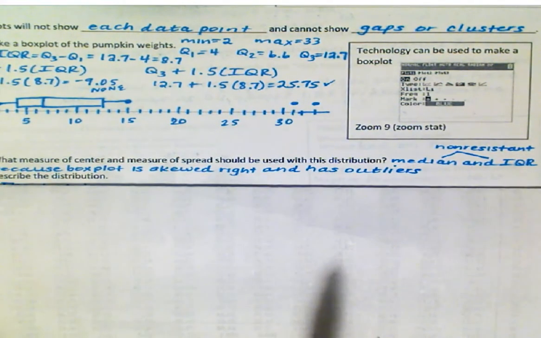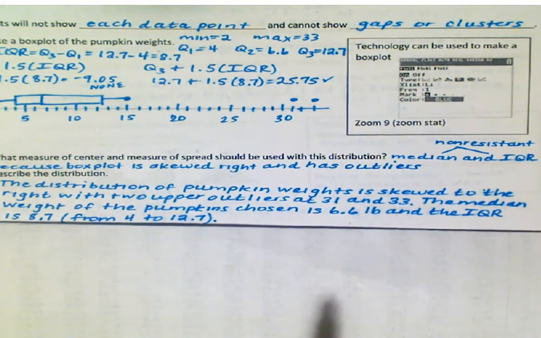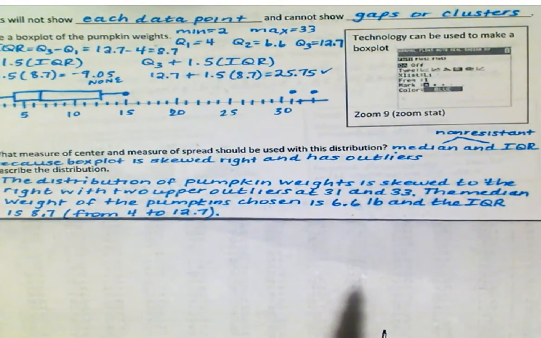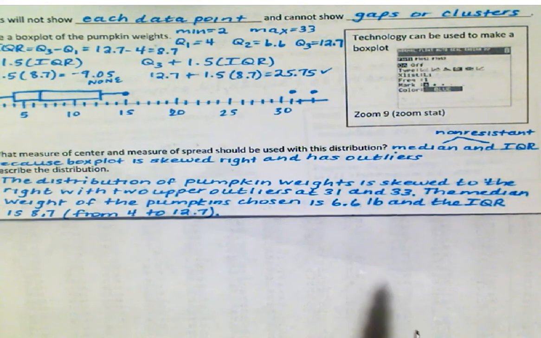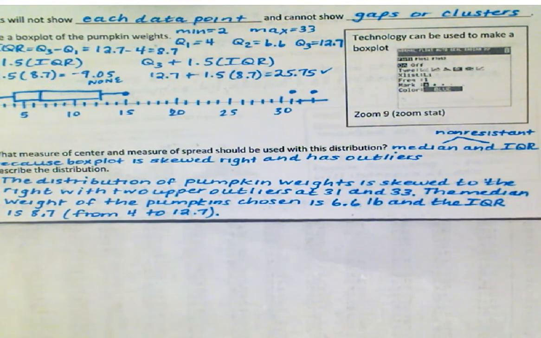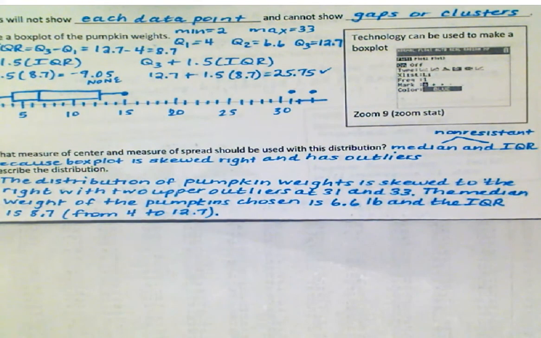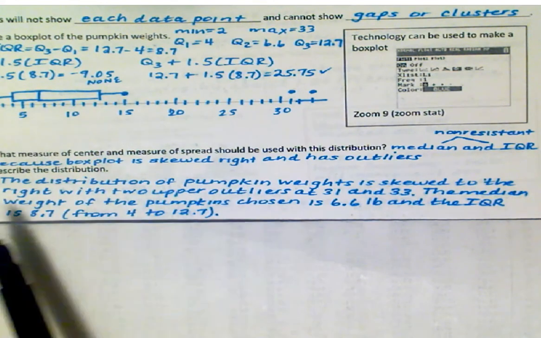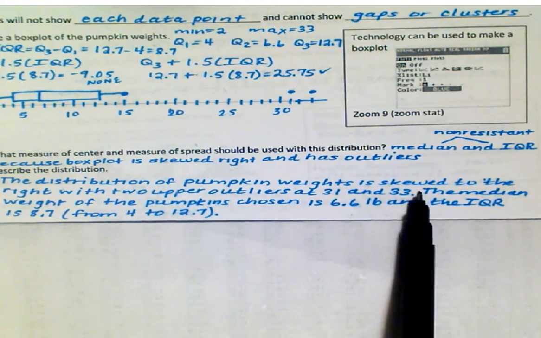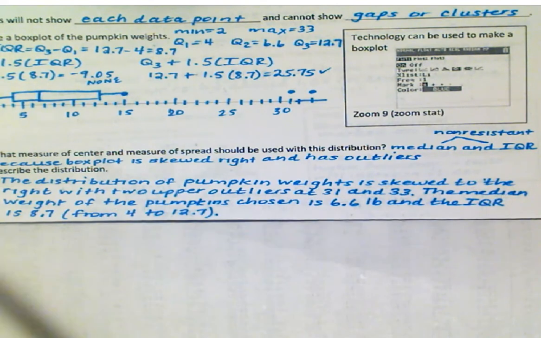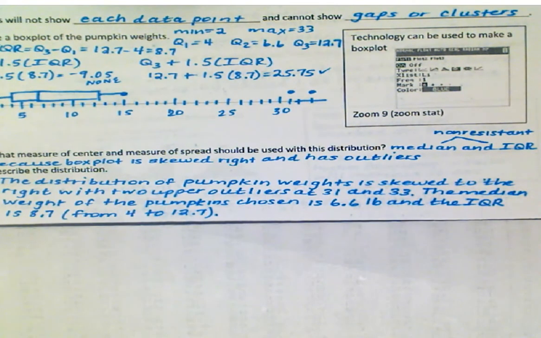Describe the distribution. So this is where you want to do your SOCS. You want to do shape, outliers, center, spread. So we're going to describe this. The distribution of pumpkin weights is skewed to the, don't forget to put it in context, skewed to the right with 2 upper outliers at 31 and 33. The median weight of the pumpkins chosen is 6.6 pounds and the IQR is 8.7.